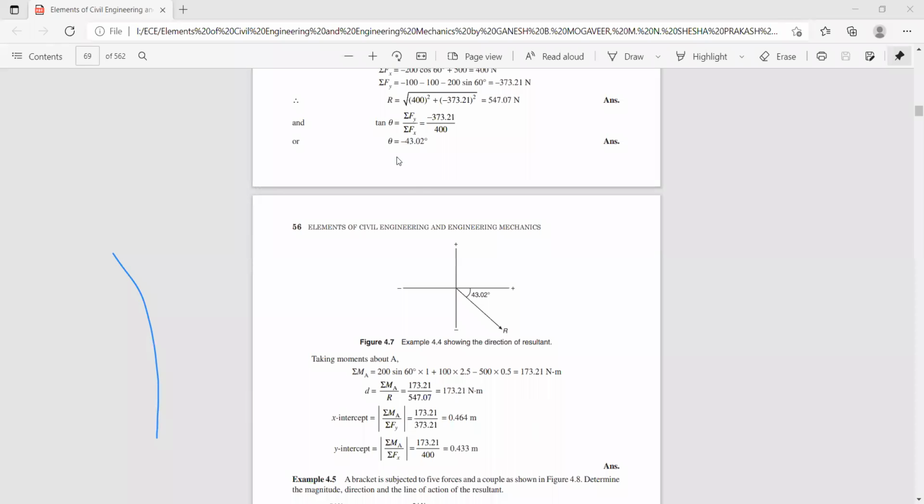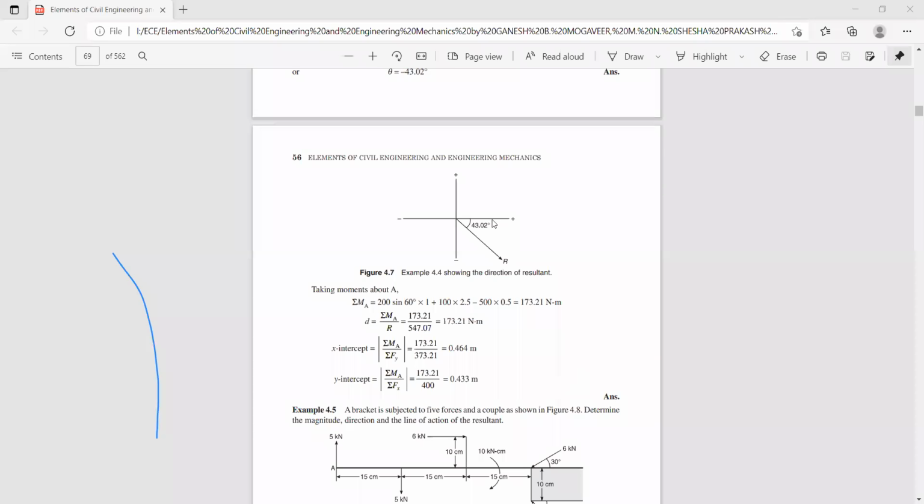So we know the magnitude of the resultant and also the direction of the resultant, and we got the position of the resultant and also the x and y-intercept of the resultant. Now you can see here the resultant is acting in the fourth quadrant, and it makes an angle of 43.02 degree with respect to x-axis.